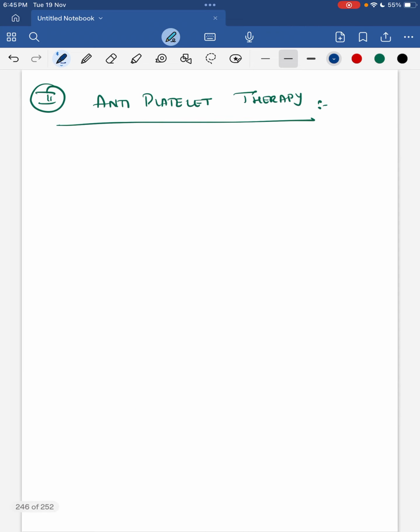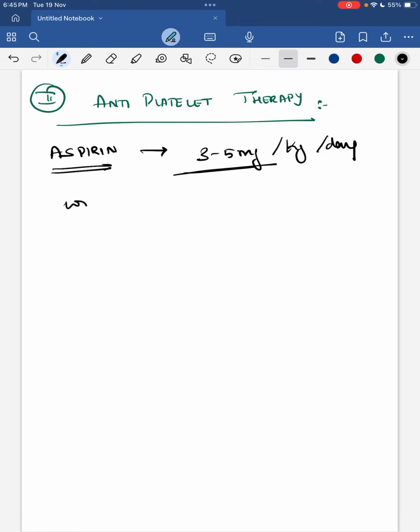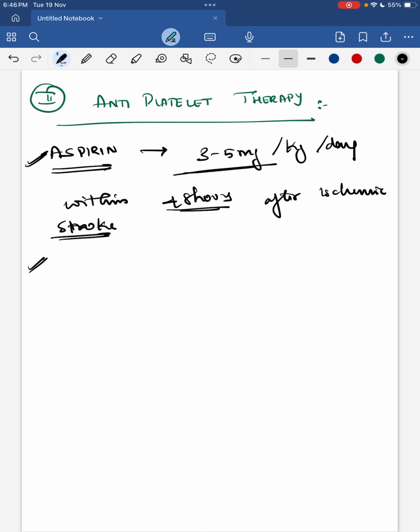In antiplatelet therapy, you will start the patient on tablet aspirin at the dose of 3 to 5 mg per kg per day. This aspirin should be started within 48 hours after the ischemic stroke. Okay. So while starting aspirin, what you have to rule out? You have to rule out your hemorrhagic causes also.